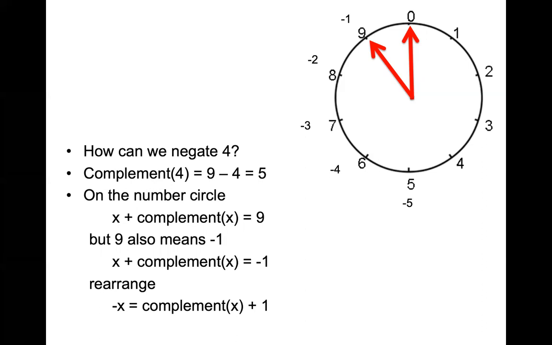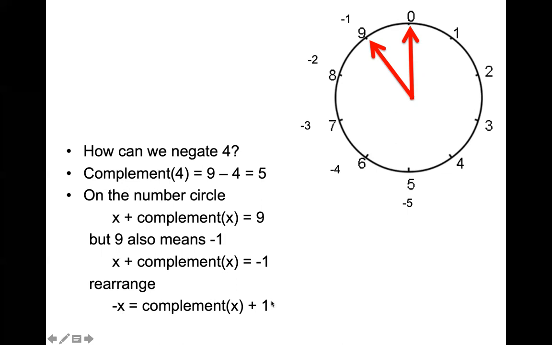So now let's rewrite our equation so that instead of using 9, we're going to write minus 1. And since they're the same number, we're allowed to do this. So now what we have is x plus the complement of x equals minus 1, because that's just the same formula we had, but we're reinterpreting the largest possible number as minus 1 instead of 9. And if we rearrange that using basically just algebra, then what we get is that negative x is equal to the complement of x plus 1. So it's just the same equation as this one, but with the terms rearranged a little bit. Okay, so now we know how to negate a number. If we want to find negative of x, we take the complement of x and add 1 to it.